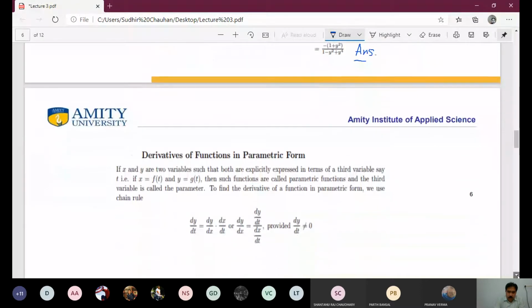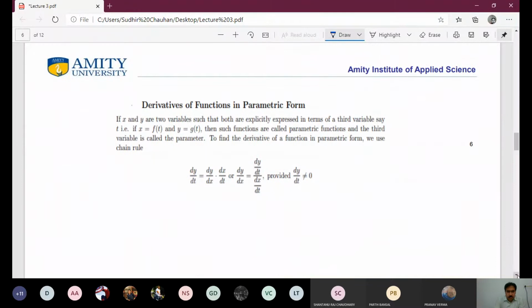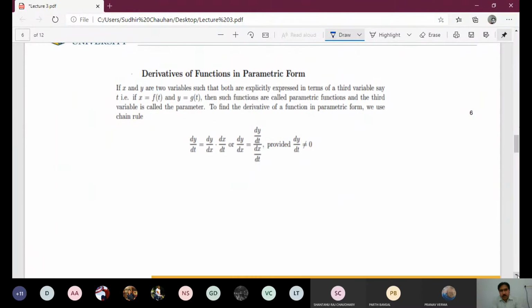So now we can do some questions on the derivative of a function in parametric form. If x and y are two variables such that both are explicitly expressed in terms of a third variable, say t, so that means x can be written as f(t) and y can be written as g(t), then such functions are called parametric functions and the third variable is called the parameter.